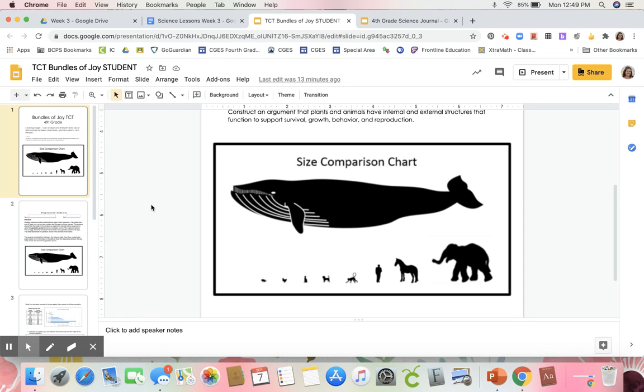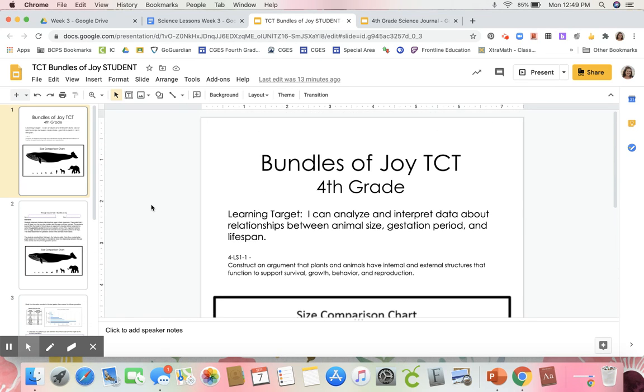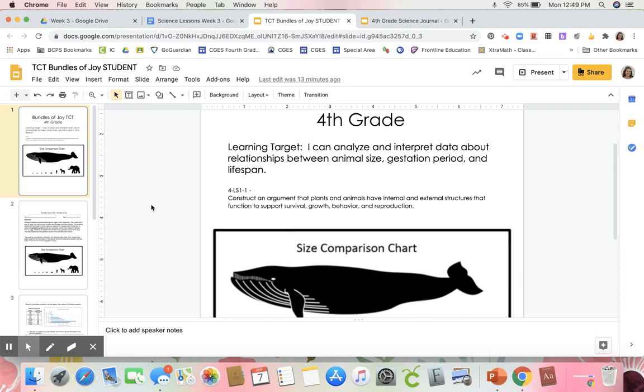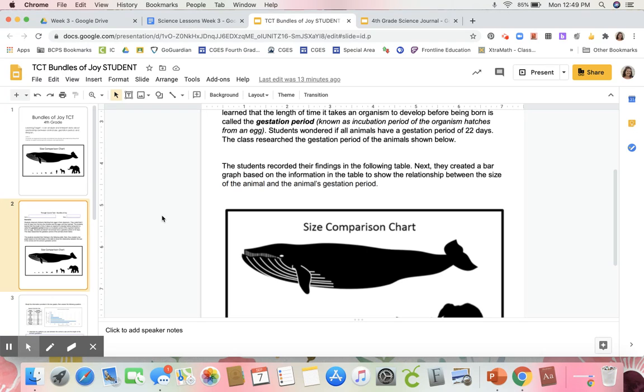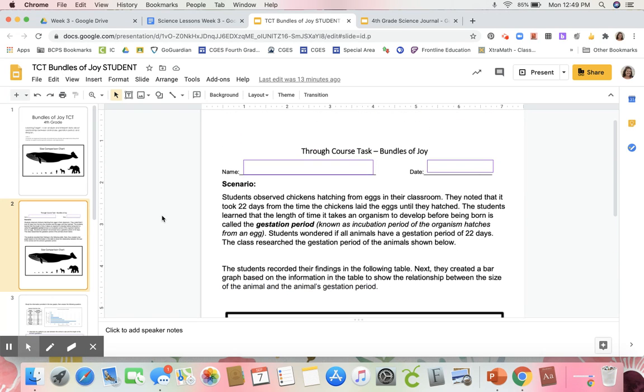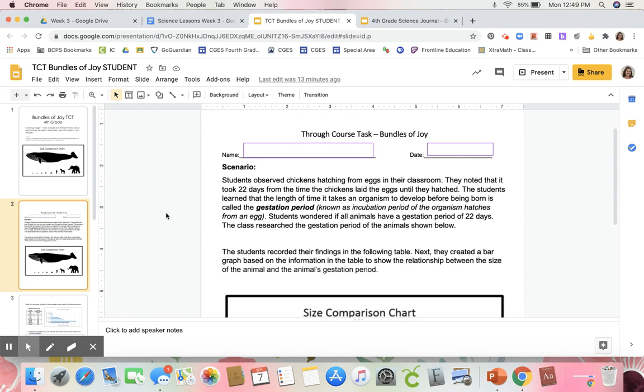So this is what the TCT looks like. This is the first page where I wanted to put the learning target and the standard on there. This is the official TCT. So let's talk about this through course task, Bundles of Joy. This is where you'll put your name and date.